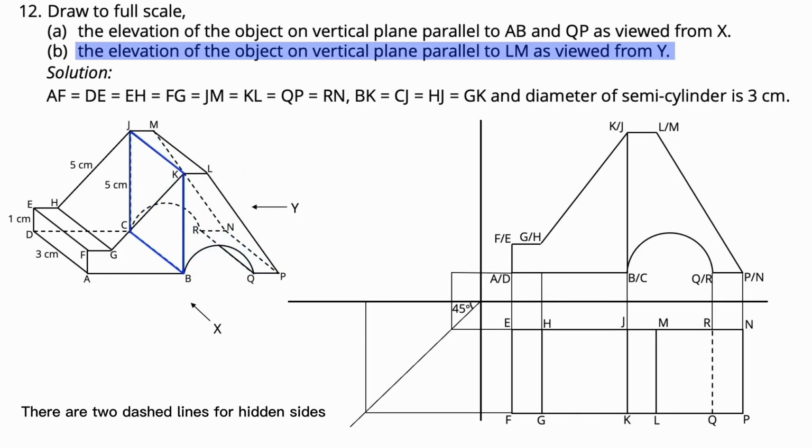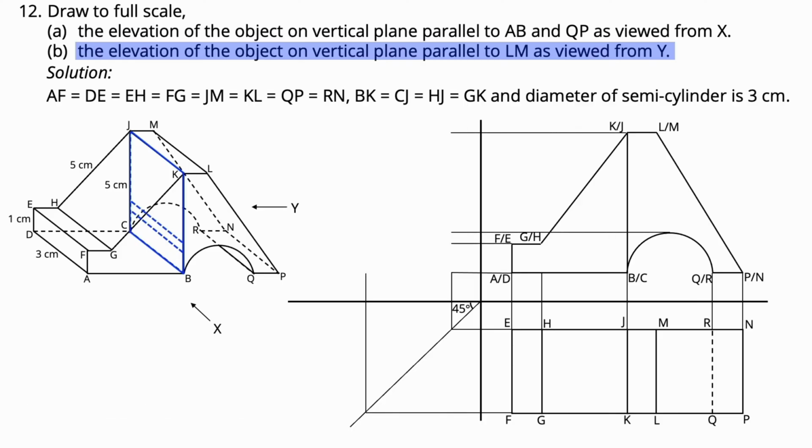There are two dashed lines for hidden sides, GH and the line above the semicircle. GH lies 1 cm away from the line BC, and the line above the semicircle is 1.5 cm above the line BC. Draw the construction lines as marking points.